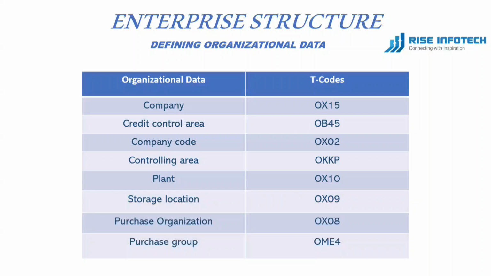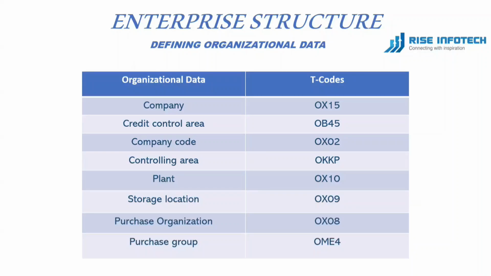Credit control area monitors the credit limits of customers, and the T code was OB45 and the table was 3014. Coming to the company code, it is the smallest organizational unit in financial accounting for which you draw individual financial statements like balance sheets and profit and loss statements. The T code for company code is OX02 and the table was T001.